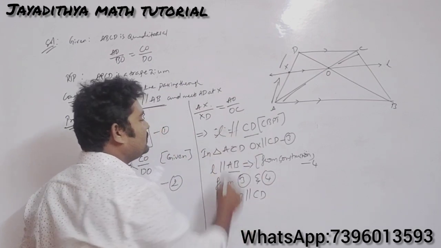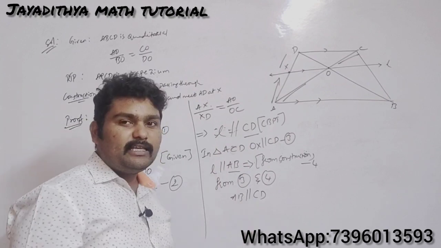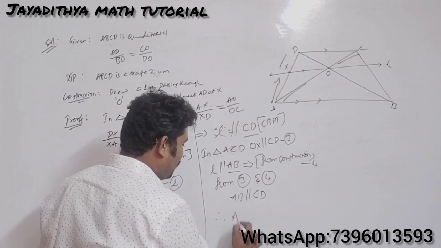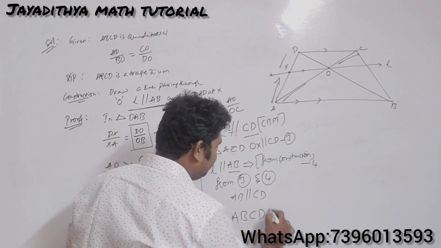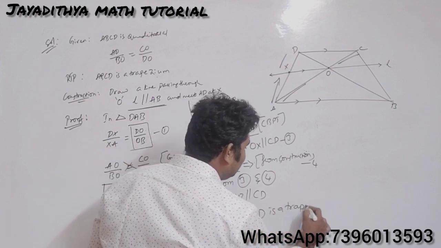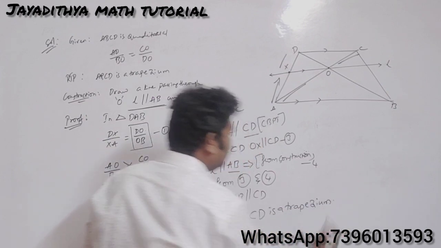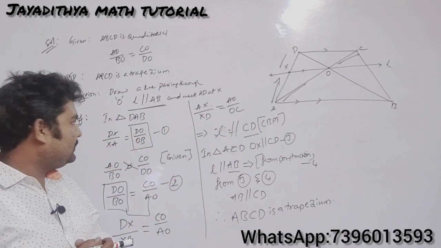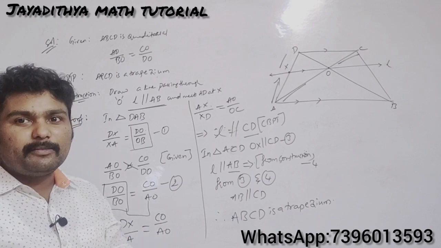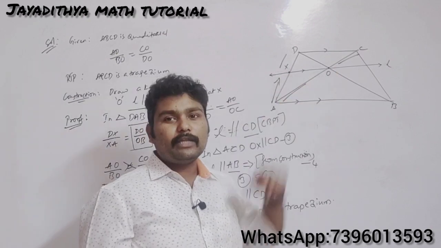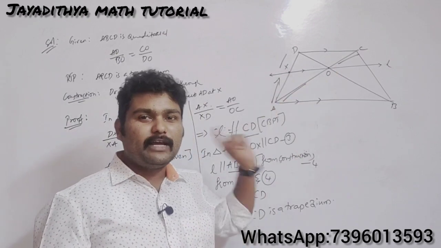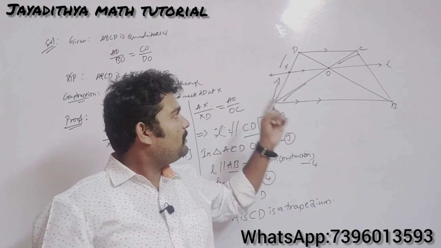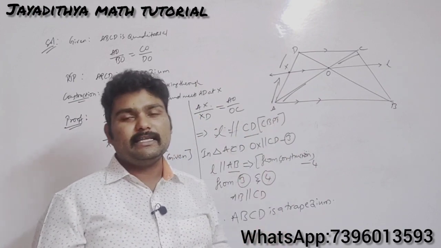Here OX is nothing but L. So AB is parallel to CD. Therefore, what can we say about this? ABCD is a trapezium. Clear? So this is the way you need to prove that a given quadrilateral is a trapezium. The thing you should remember here is about the line. You need to construct that one. So definitely remember this whenever you need to prove that it is a trapezium.